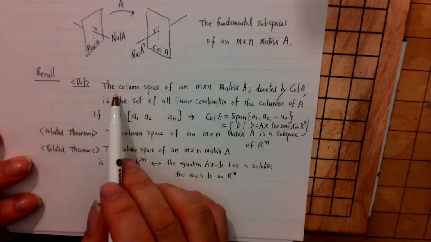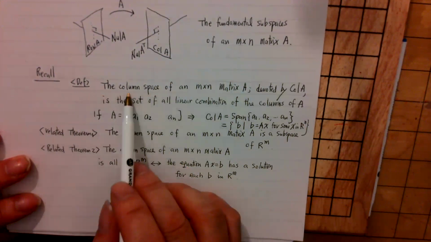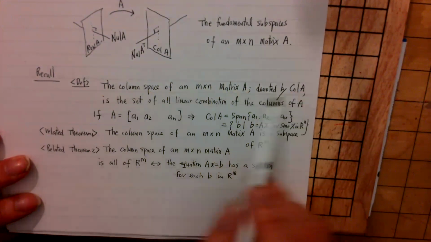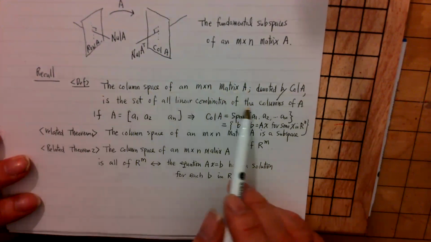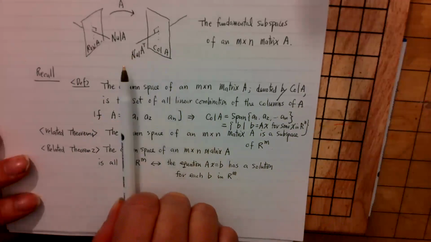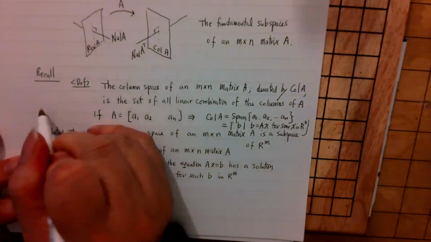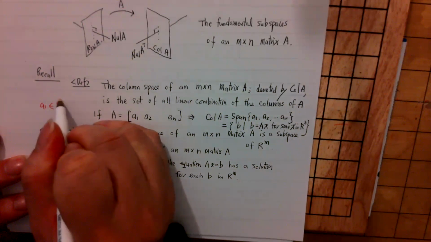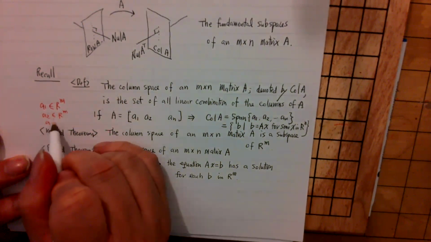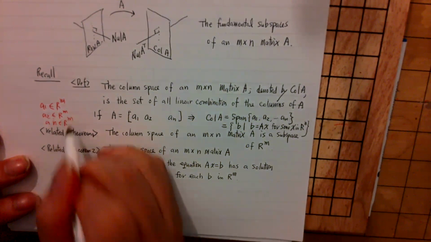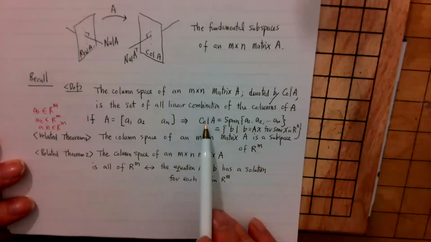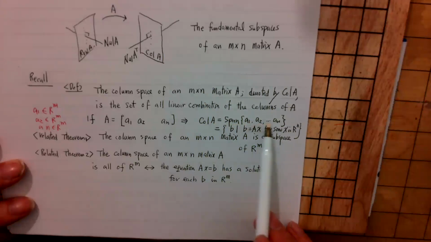Now, recall the definition of the column space of an m by n matrix A, denoted col(A). It is the set of all linear combinations of the columns of A. So the matrix A can be written in columns: A1 is in Rm, A2 is also in Rm, all the way up to An in Rm. How many columns are there? N. So this is an m by n matrix. The column space of A is spanned by A1, A2, up to An.